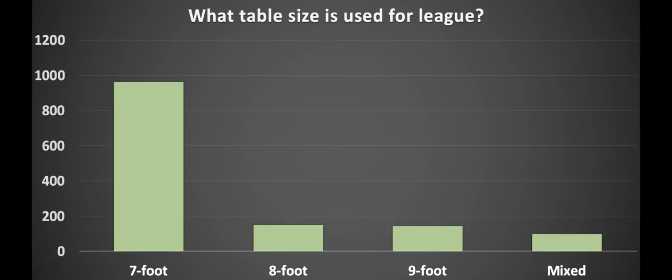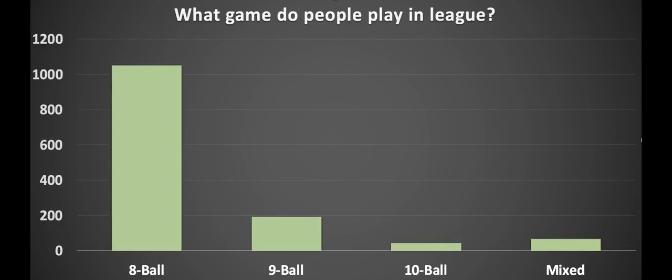First interesting thing is, what size tables do people play league on? Well, of the 1,343 divisions, about 1,000 of the divisions play on 7-foot tables. So most league play is on 7-foot tables. The remainder is about equally split between 8-foot and 9-foot tables. The 8-foot tables tend to be a little bit of a geographic anomaly. You'll find them in some parts of Texas, and you'll find them in Washington State, and pretty much no place else.